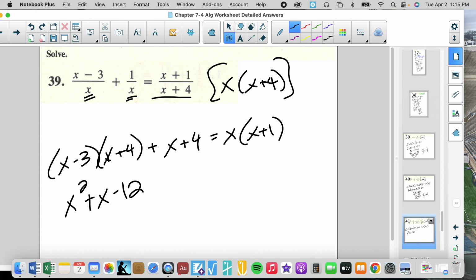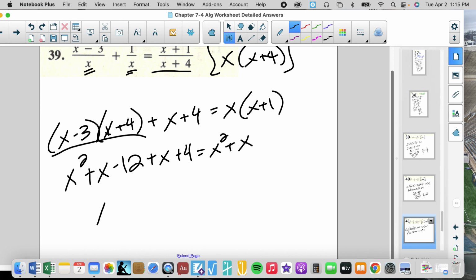That's why multiplying binomials, mental math, our FOIL fest helped us multiply those 2 binomials super quick. Plus x plus 4 equals x squared plus x. We're going to minus the x squared, minus the x. Oh no, simplify. Simplify, Mr. Mac. x squared plus 2x minus 8 equals x squared plus x.